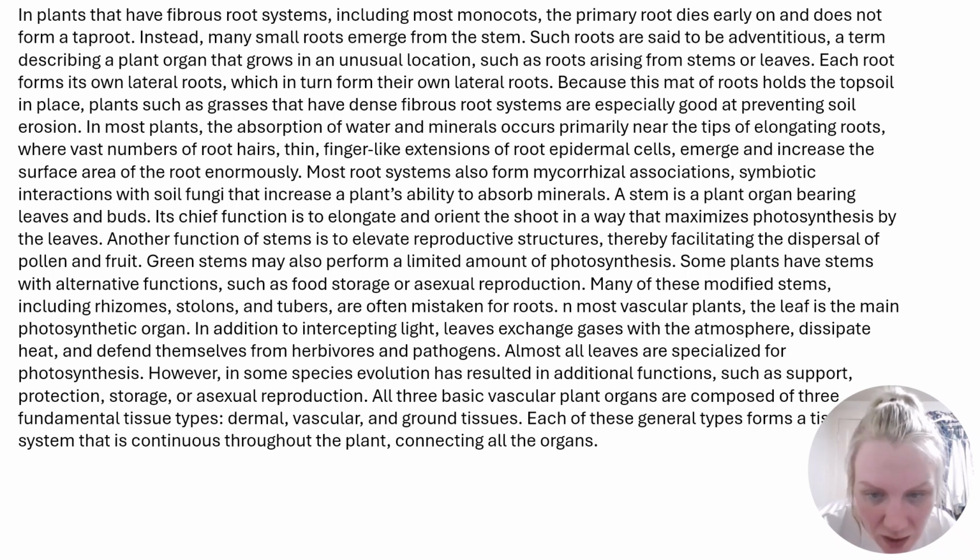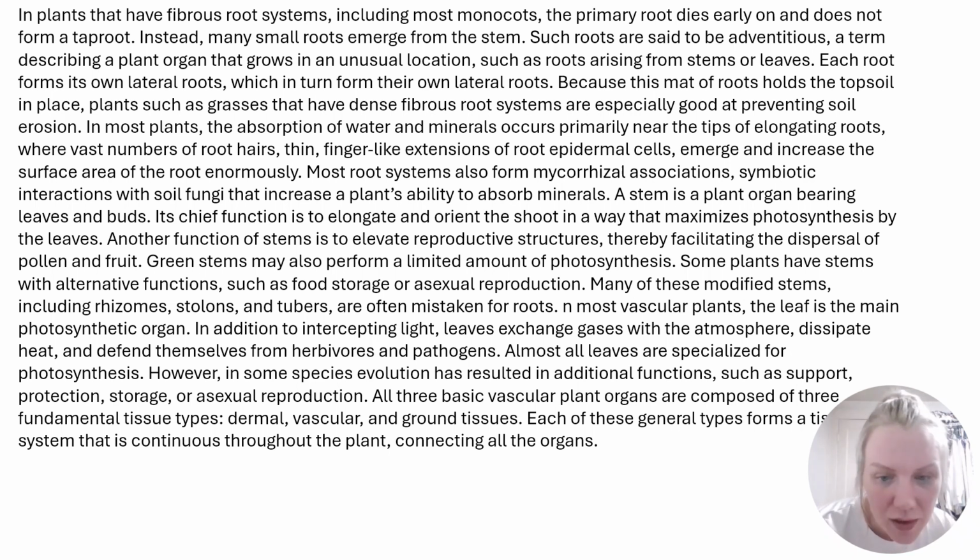In most vascular plants, the leaf is the main photosynthetic organ. In addition to intercepting the light, leaves exchange gases with the atmosphere, dissipate heat, and defend themselves from herbivores and pathogens. Almost all leaves are specialized for photosynthesis. However, in some species, evolution has resulted in additional functions such as support, protection, storage, and asexual reproduction.